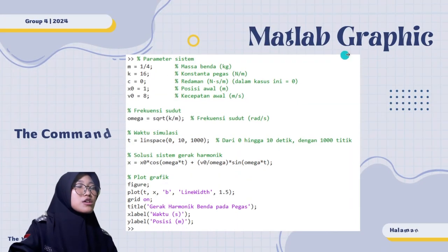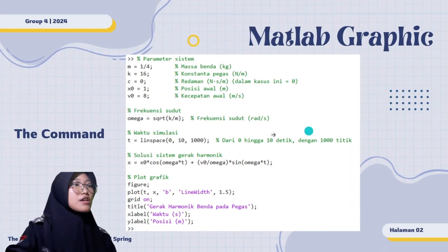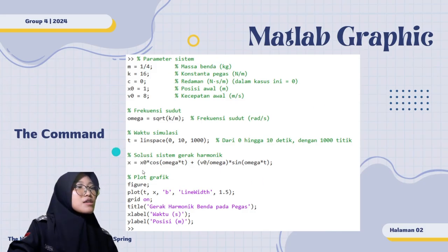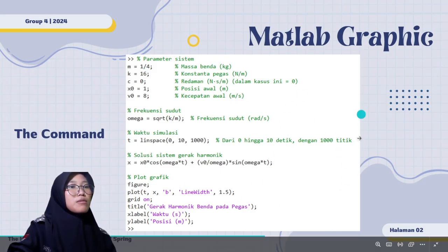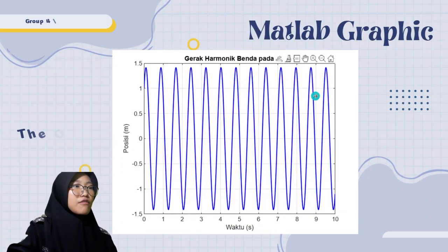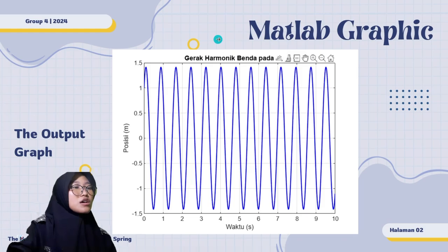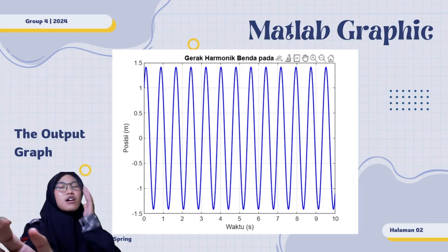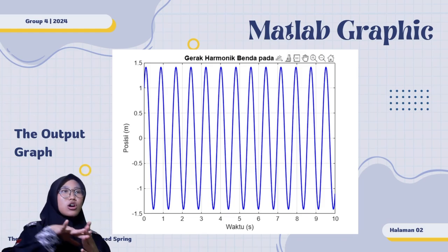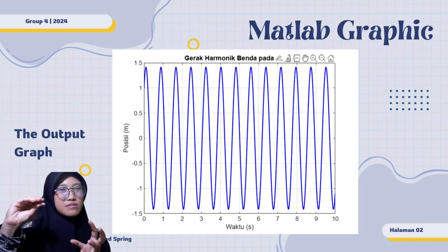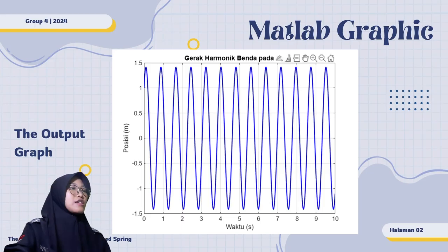And then here is the MATLAB command we use to make a graph, and this is the output of the graph. It is the same as the Maple version. The motion is always constant, not getting smaller or bigger like that. It is constant, and here we got 10 periods.